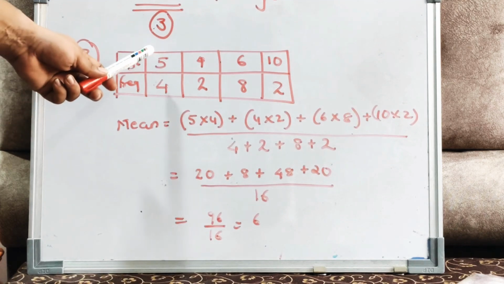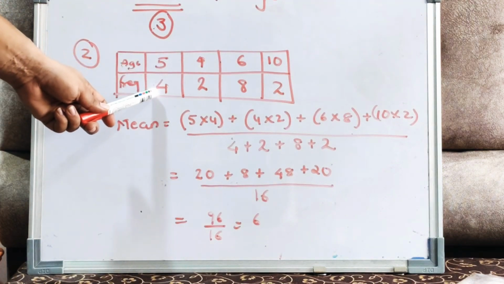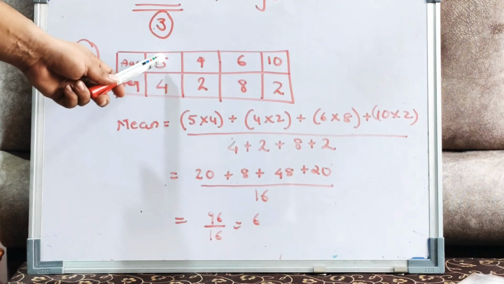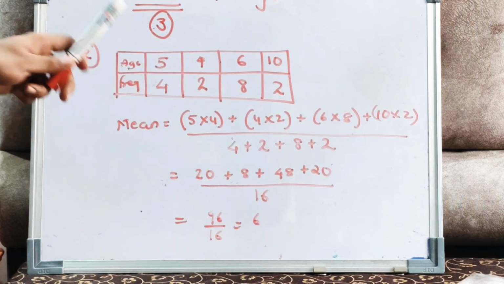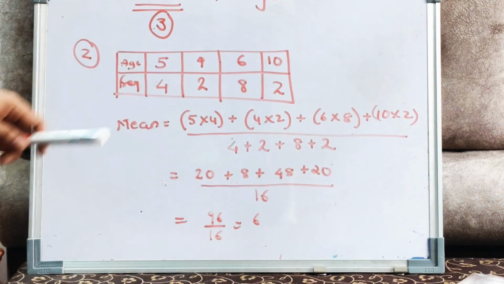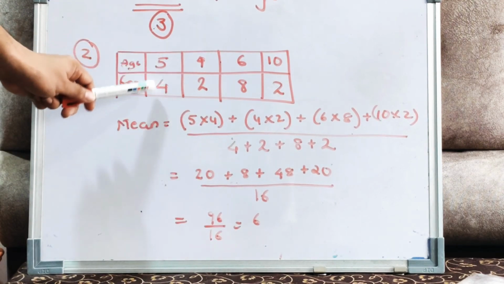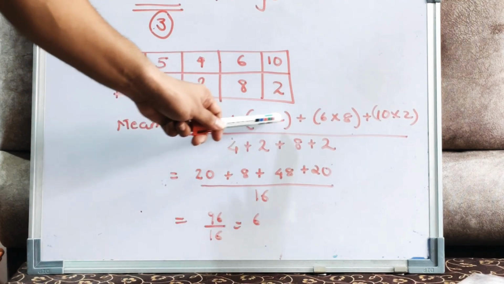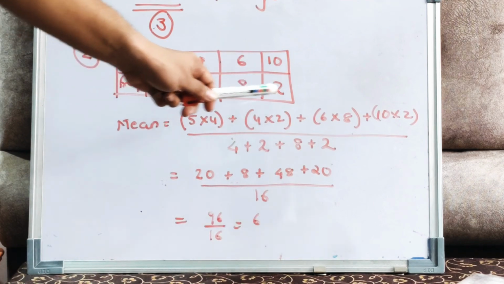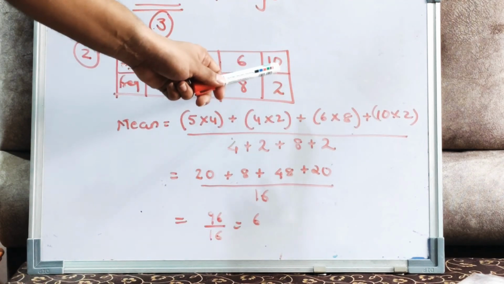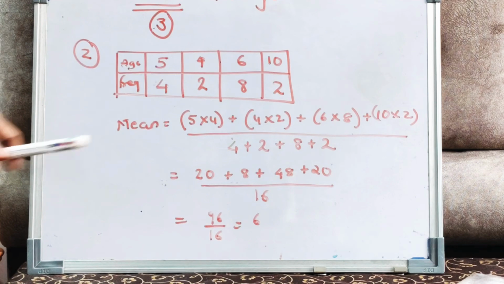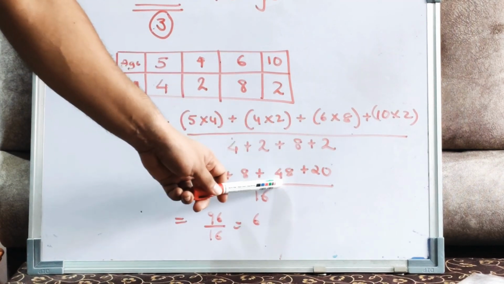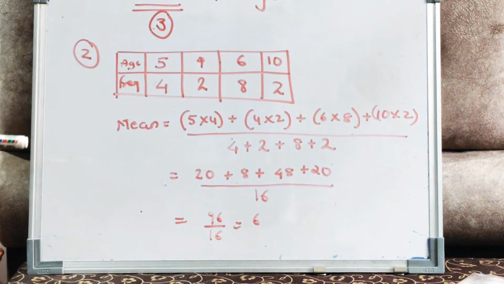So if there are 4 kids whose age is 5, if I add their ages 5 plus 5 plus 5 plus 5, or 5 into 4, I get 20. So what do we do in the second type? Multiply these both pieces of information. 5 into 4 plus 4 into 2 plus 6 into 8 plus 10 into 2. This gives me 5 4s are 20, 4 2s are 8, 6 8s are 48, 10 2s are 20.